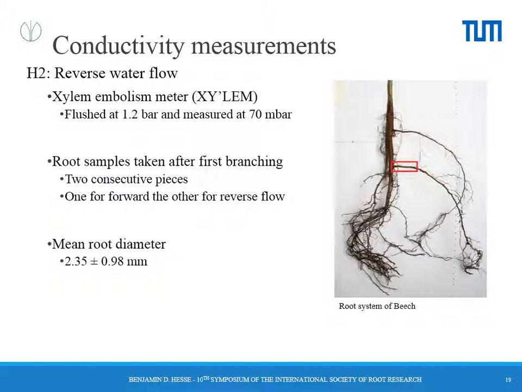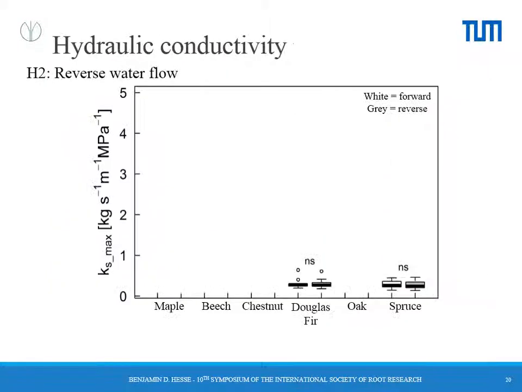If you had taken two roots, maybe they were of different age, maybe they were at a different developmental stage, so we wanted to take them as close together as possible. And our mean root diameter for our measurements here was about 2.4 millimeters, so more or less close to our secondary roots in our anatomy studies.